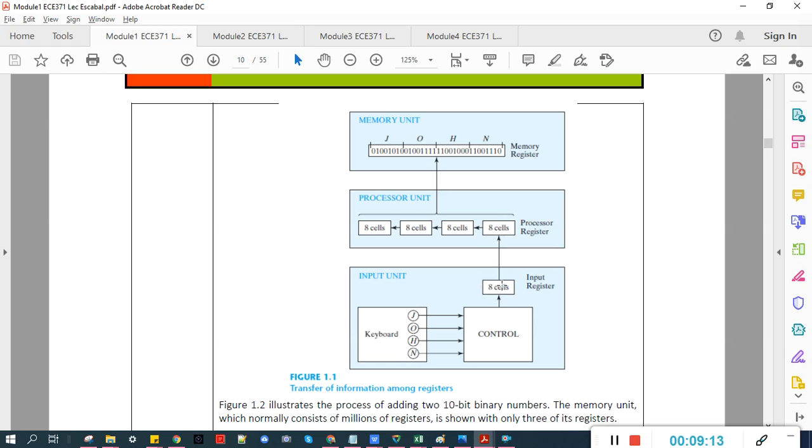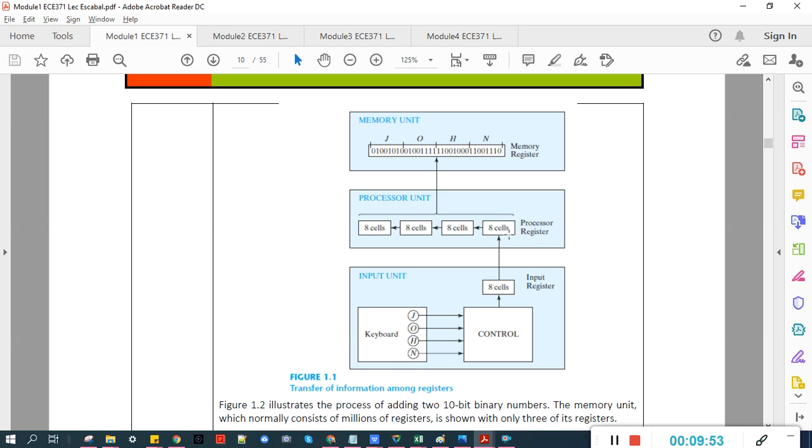8 cells, since we know that a byte, which is equal to 8 bits, is the common size of information in digital systems. So the input register is an 8-bit register. It contains the data coming from the keyboard, which will then be transmitted to the processor unit. There are 4 8-cell groups here. These are actually 4 registers.